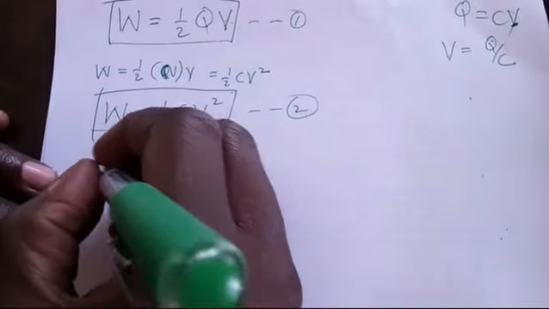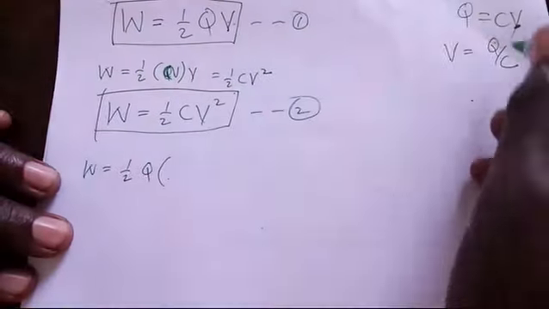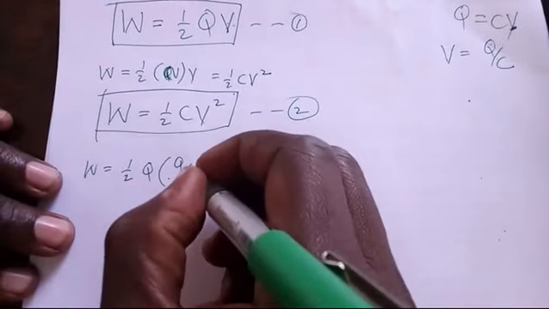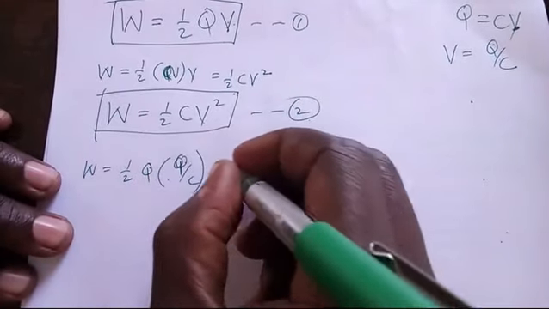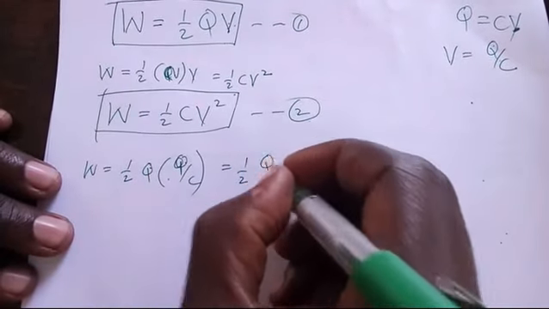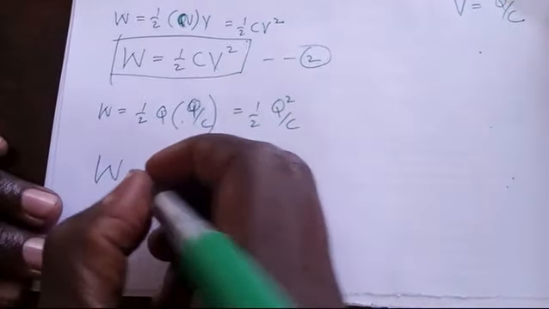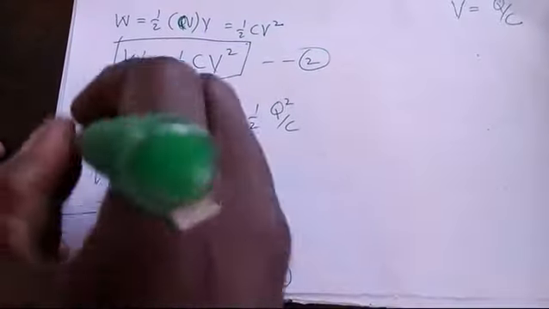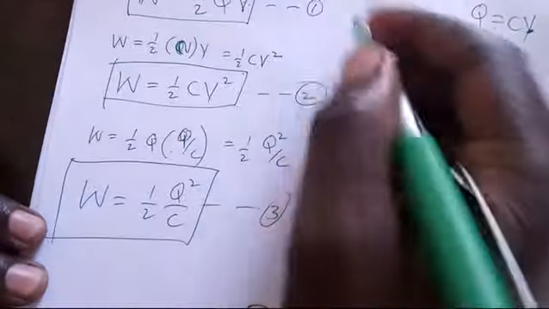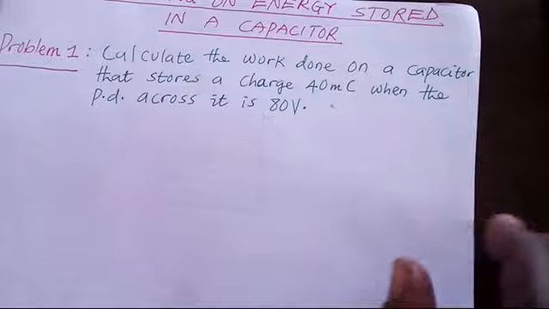So W is equal to half, I will keep Q, then instead of V I put Q upon C. Q times Q will be Q squared, so I have 1 over 2 Q squared over C. So I have the third equation: work is equal to half Q squared over C. You can use any one depending on what you are given. Let's see that in a few examples.